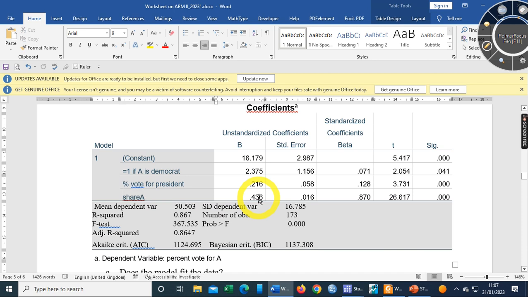As the campaign expenditure share that goes to Party A increases by $1, percent vote for A increases by 0.436 on average, keeping other variables in the model constant.